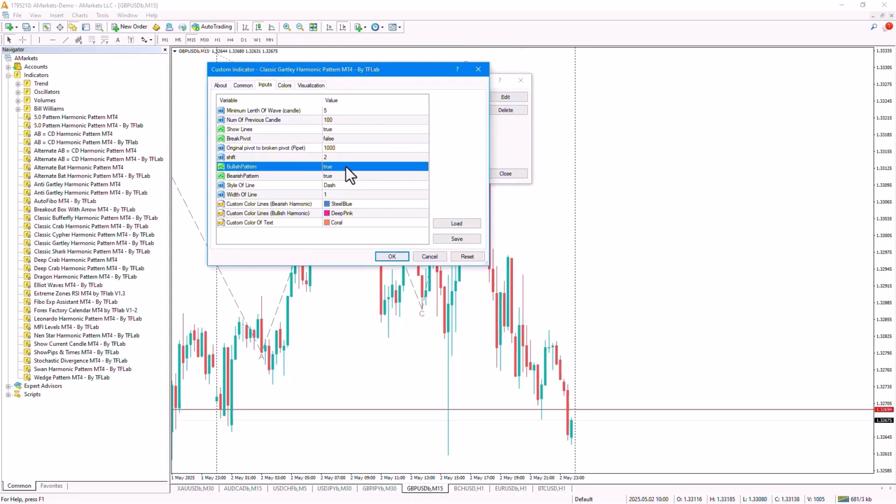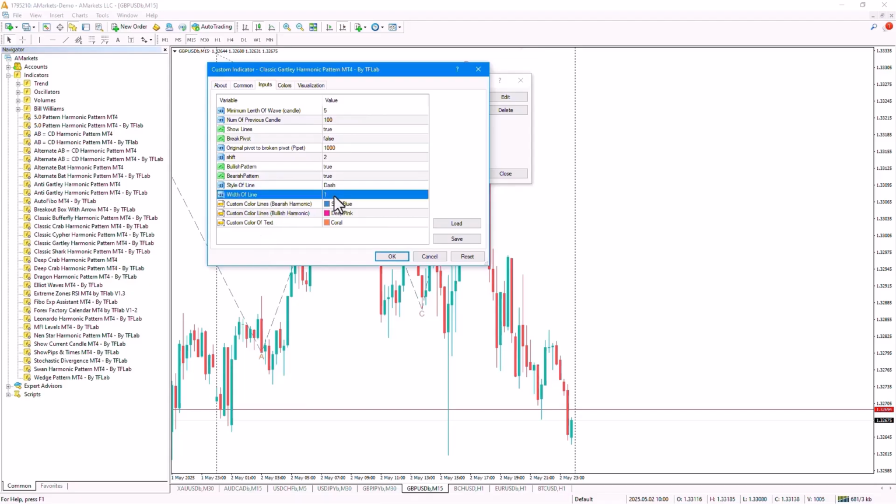In the next section, we can enable or disable the display of bullish and bearish harmonic patterns. In the next section, we can set the style of the main lines of the harmonic pattern, which includes 5 options: solid, dash, dot, dash dot, and dash dot dot.